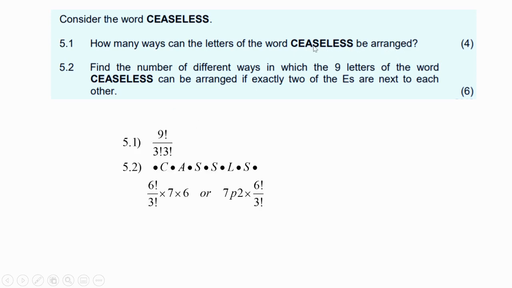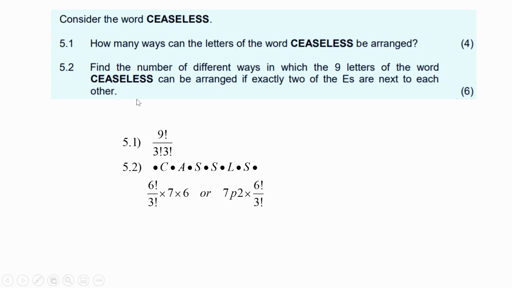Would clearly be your 9 factorial over your repetition. Okay. So the next question is, find the number of different ways in which the 9 letters of the word ceaseless can be arranged if exactly 2 of the E's are next to each other. Now, that's quite specific. So you're not going to go total minus them or put them together, because the problem with it is exactly 2 E's are together, there are 3 E's. So in a way, you need to work out that only 2 E's are together and the 1 E is not with it. All right.